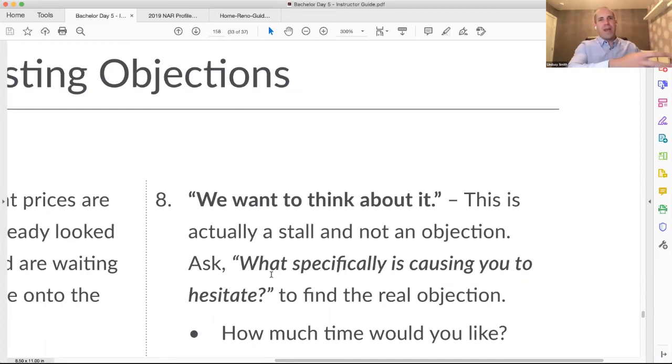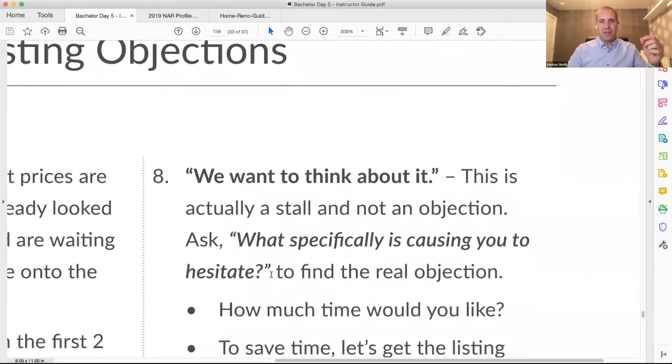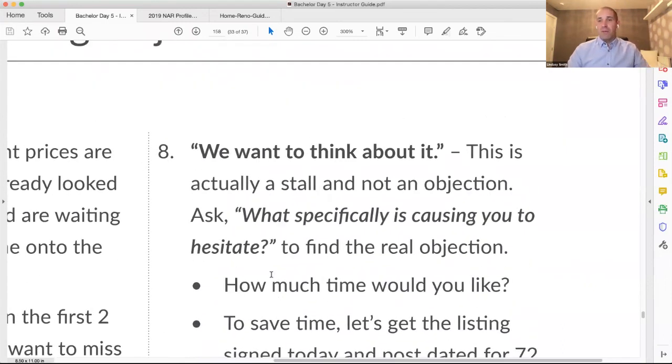So again, we want to wait for 3 months, or we want to wait till the springtime, or whatever it is. This one, we want to think about it. Well, dig deeper into this. Ask the question, how much time would you like? I think people actually need to take some time to think about it. This may actually make sense to give them the night or a couple of days.